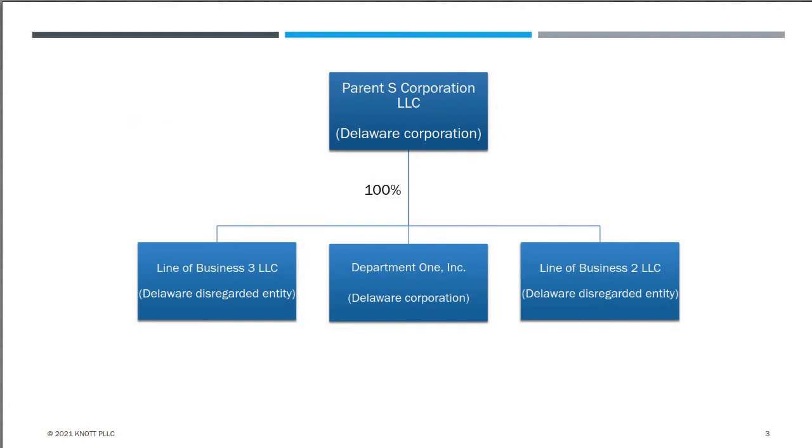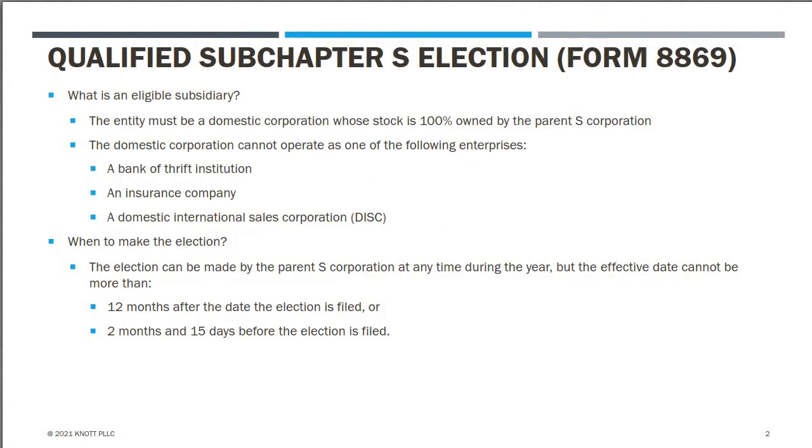So let's look at some of the key rules here for the qualified Subchapter S election for the subs. So what is an eligible sub? The entity has to be a domestic corp whose stock is owned 100% by the parent. Okay, that's very, very important. You have to own 100% of the stock.